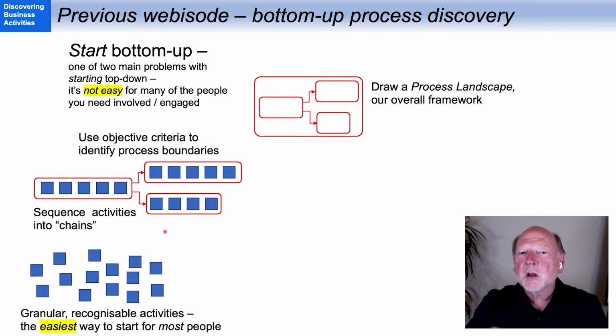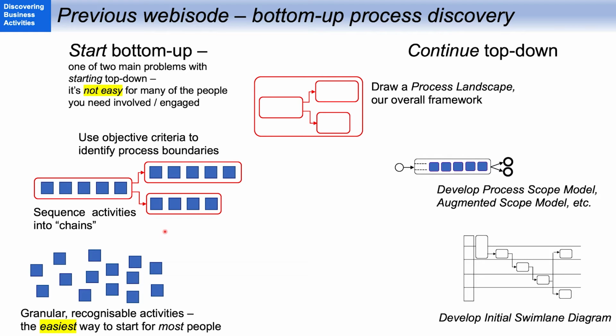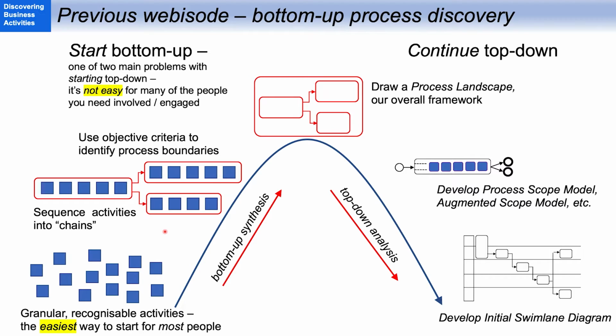Then we looked at applying bottom-up techniques and guidelines to get to the big picture, our process landscape, and then suggested we continue top-down into further levels of detail. So I describe this as the arc of analysis that I use in many settings. Start with synthesis bottom-up, and carry on top down with analysis. So the first technique I want to look at is discovering activities in a facilitated session.